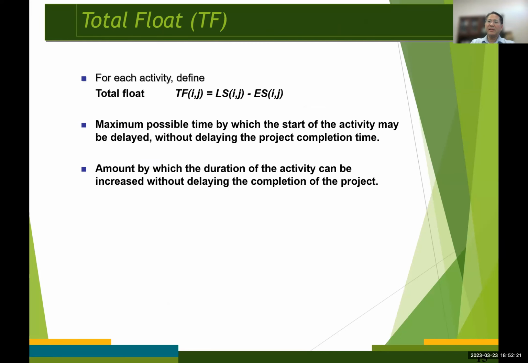Okay, and last time we also talked about the concept of the total float for each activity, okay? The total float is the amount by which the duration of an activity can be increased without delaying the completion of the project, okay? And the total float can be computed simply by taking the difference between the latest start time and the earliest start time for each activity, okay?